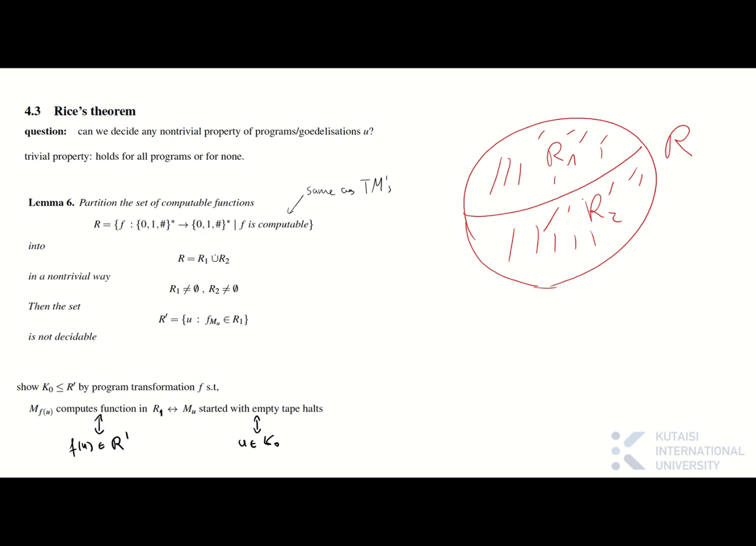Somehow they're disjoint. So R1 and R2, and non-trivial means that they're not empty, meaning that if one of them is empty, then everything is R1 or everything is R2. I don't want that. That means that every computable function is in R1. I don't want this. So none of them are empty.